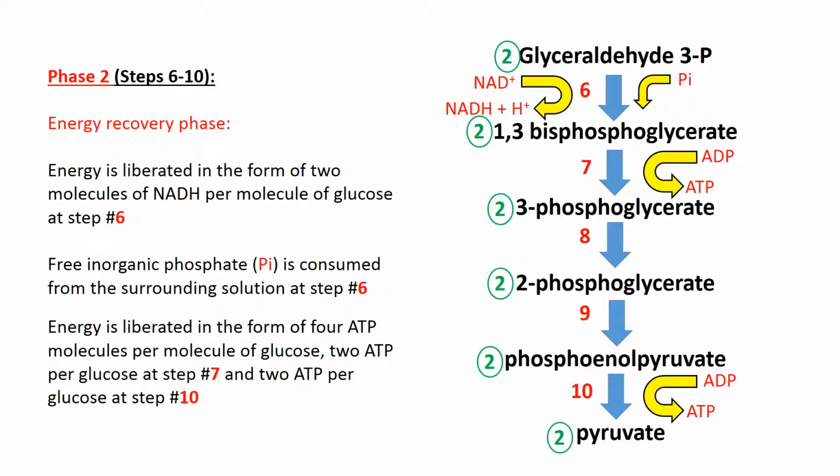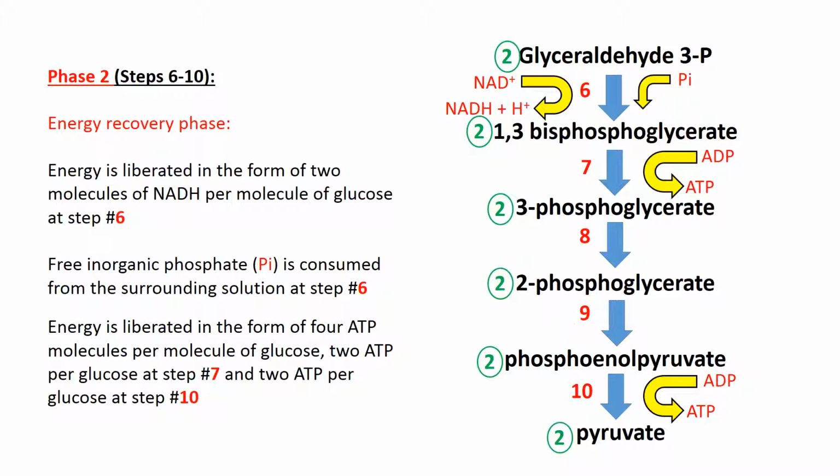In step 9, right here, the 2-phosphoglycerate is converted to a molecule called phosphoenol pyruvate, abbreviated as PEP. Now PEP is a very reactive molecule, and it's reactive enough to donate a phosphate to ADP.